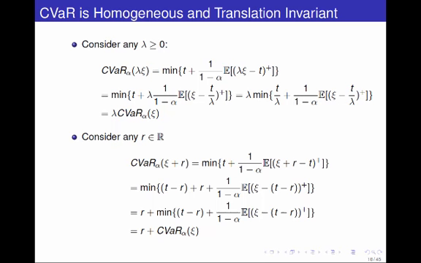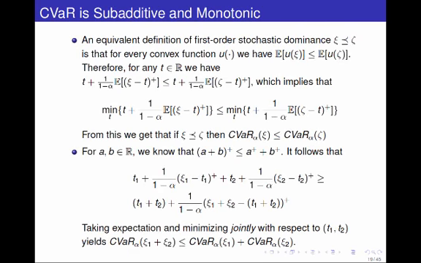Now, for translation invariance, we're adding a constant r. It's showing up over here as well. So what I'm going to do is, again, change the variable from t to t minus r, and I'm going to also add a constant r, which I can bring outside the minimization. The residual thing here is exactly CVaR when we replace t minus r with any other decision variable.